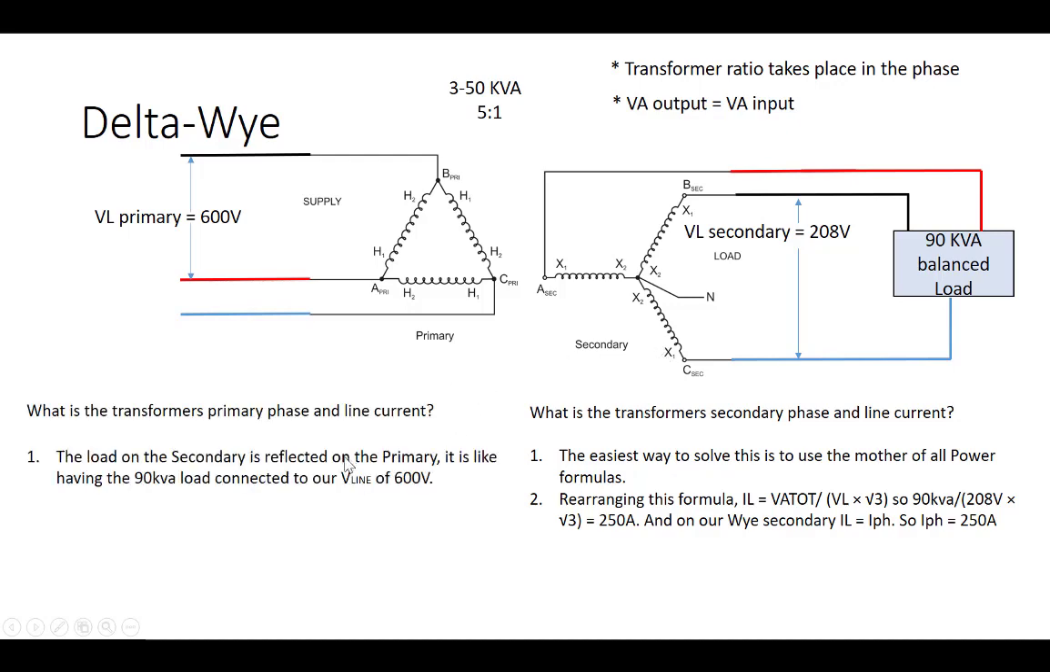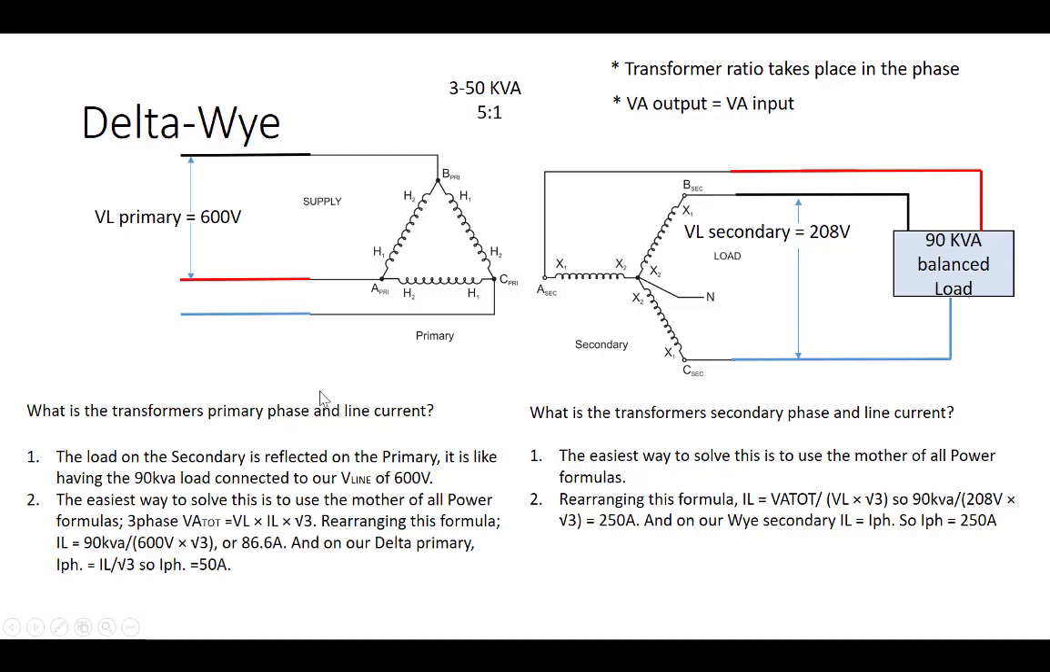On the primary, we can say that the load connected on the secondary is reflected back on the primary and is like having that 90 kVA load connected to our V line of 600 volts. And to figure out the primary line current, again, we could use the mother of all power formulas. VA total is V line times I line times √3. Rearranging this formula, the line current would equal 90 kVA, our total load, divided by 600 volts times root 3, and gives us a line current on the primary of 86.6 amps.